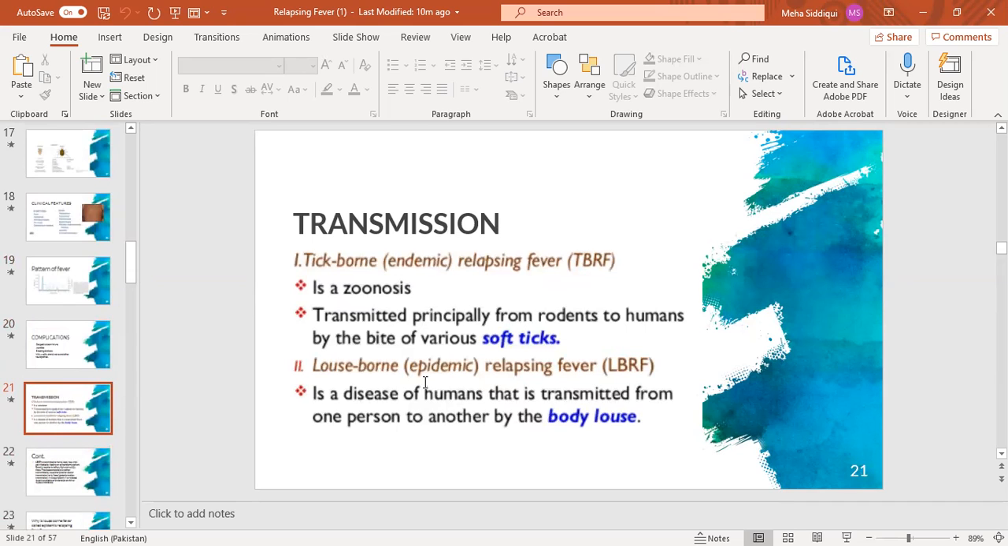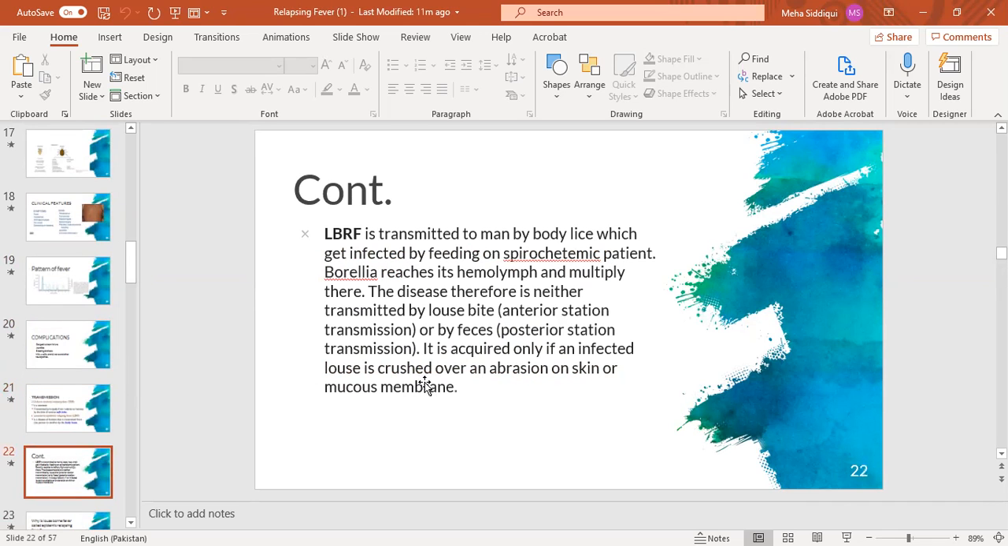Transmission. Tick-borne relapsing fever is a zoonosis. It is transmitted principally from rodents to humans by the bite of various soft ticks. Louse-borne relapsing fever is a disease of humans that is transmitted from one person to another by the human body louse. It is transmitted to man by body lice, which get infected by feeding on a spirochetemic patient.